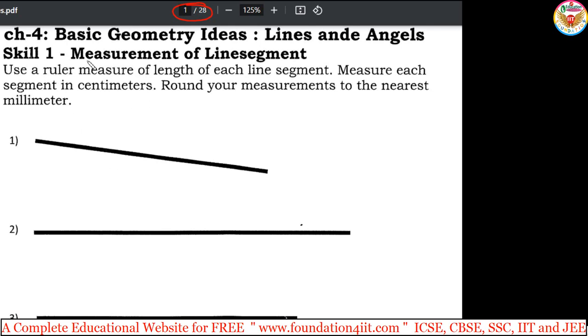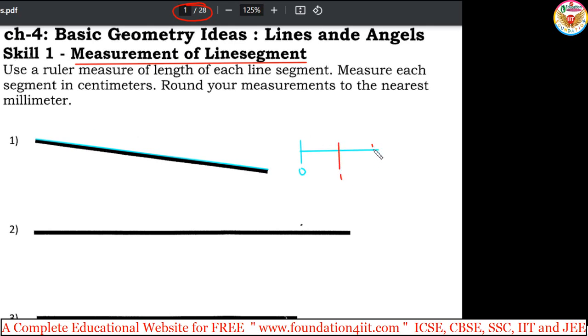First one, we need to measure line segments. Some line segments are given in the page. Take a printout, keep your scale, and measure to the nearest centimeter. For example, if you keep the scale from here to here, how many centimeters are there? It depends on the centimeters and millimeters. You have to always start the scale from the 0 point.